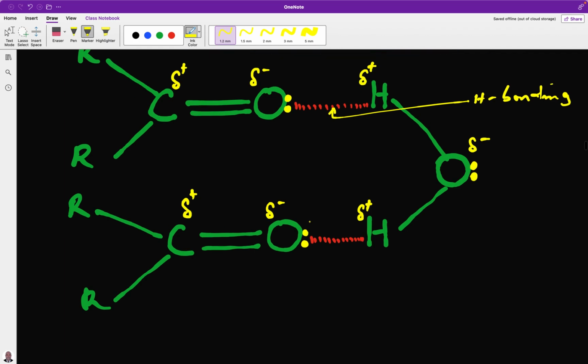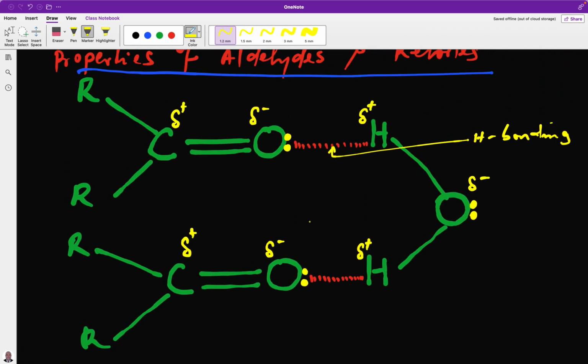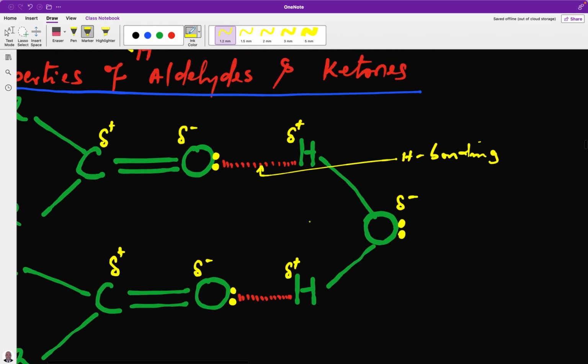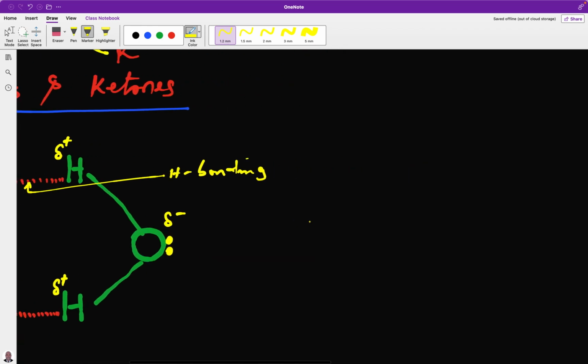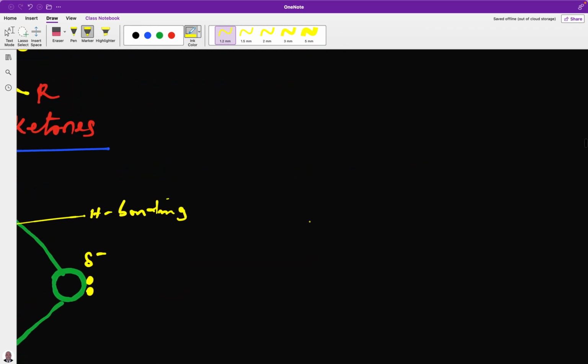As we discussed in our previous video, alkyl groups are electron donating. You will notice that alkyl groups are electron donating. For instance, I want to give an example of an aldehyde. This is an aldehyde here.